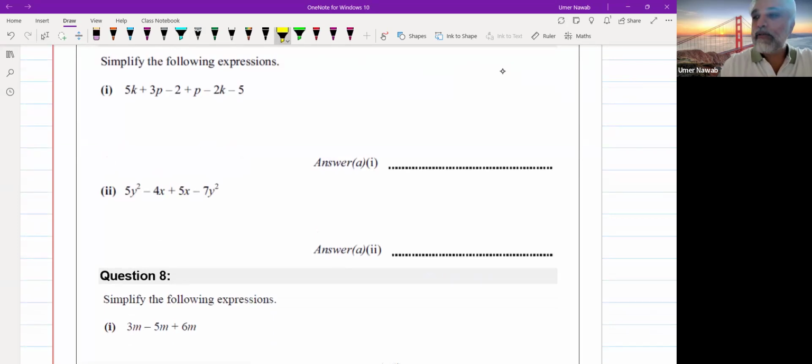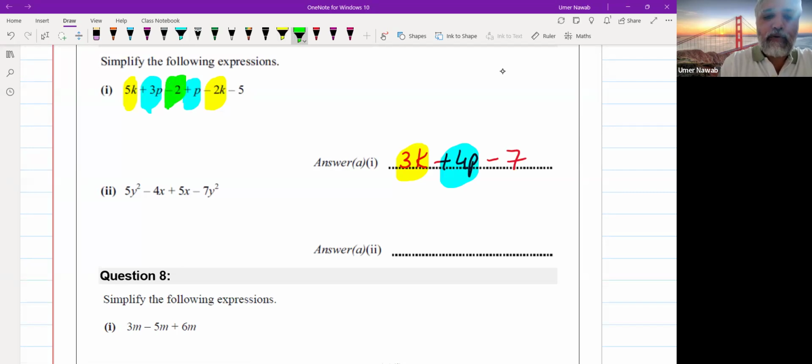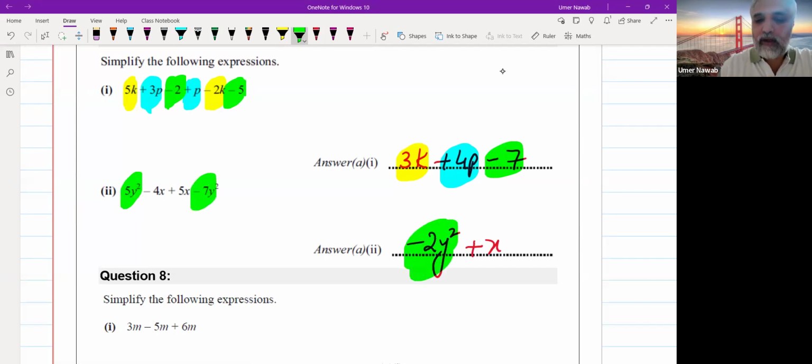Now we have so many terms. Our final answer will come to us in this way. It will be 3k plus 4p minus 7. Here you go. 3k, 5k minus 2k. My 3p plus p is going to give you 4p. And then negative 2, negative 5 will give you negative 7. Next, we have final answer will be minus 2y squared plus x. How? 5y squared minus 7y squared will give you negative 2y squared. And negative 4x plus 5x will give you 1x or just x.